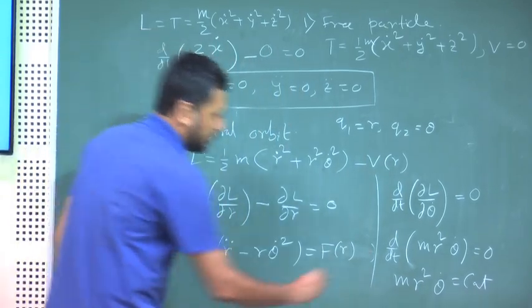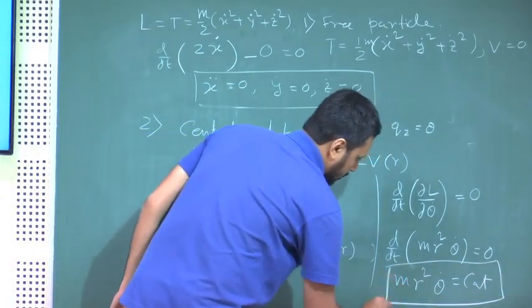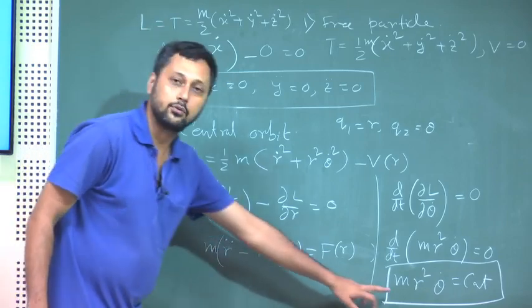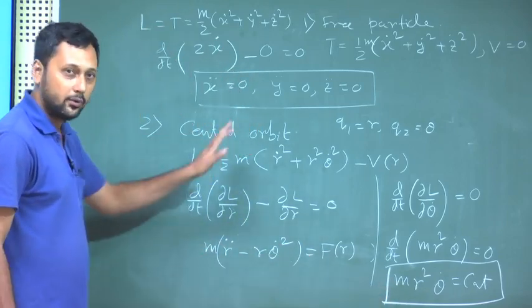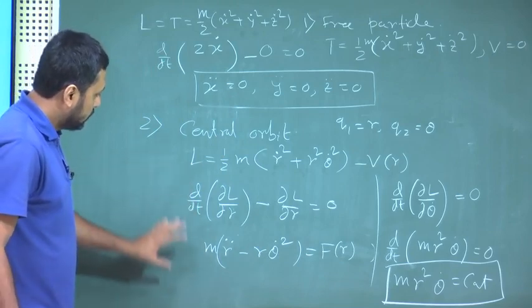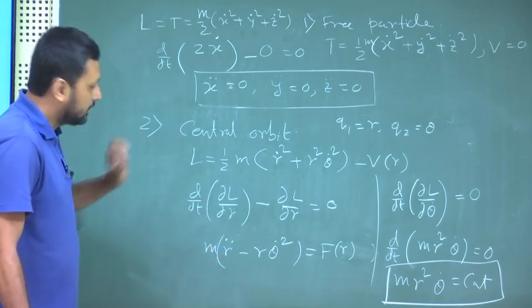This is exactly what we know from our lectures on central forces, that this is one equation and this is the other equation. So, we could reproduce the two equations of central orbit starting from here.